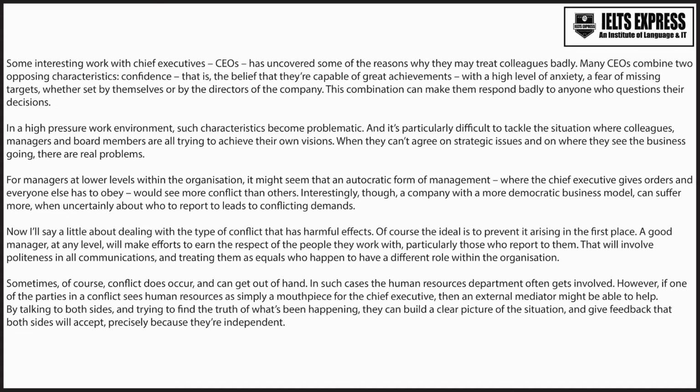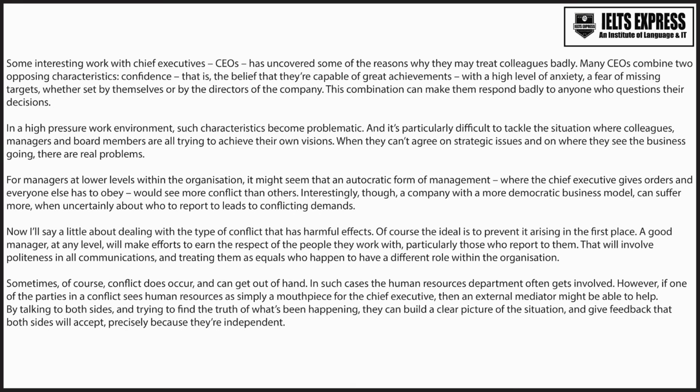For managers at lower levels within the organisation, it might seem that an autocratic form of management, where the chief executive gives orders and everyone else has to obey, would see more conflict than others. Interestingly, though, a company with a more democratic business model can suffer more when uncertainty about who to report to leads to conflicting demands. Now I'll say a little about dealing with the type of conflict that has harmful effects.